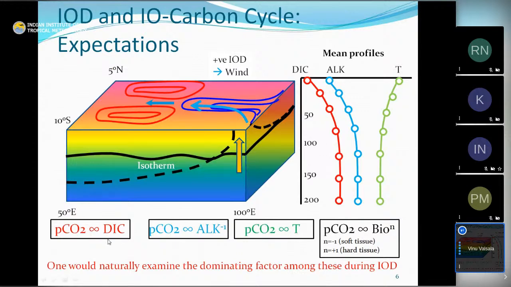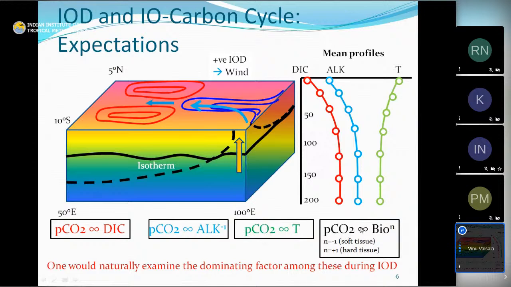An important component in the upper ocean carbon cycle is pCO2, which is the partial pressure of carbon dioxide, which is proportional to the concentration of dissolved inorganic carbon. And pCO2 is inversely proportional to alkalinity. If alkalinity increases, pCO2 decreases, and vice versa. And pCO2 is proportional to temperature. If the temperature is warmer, the partial pressure of carbon dioxide gas in the dissolved medium will increase.